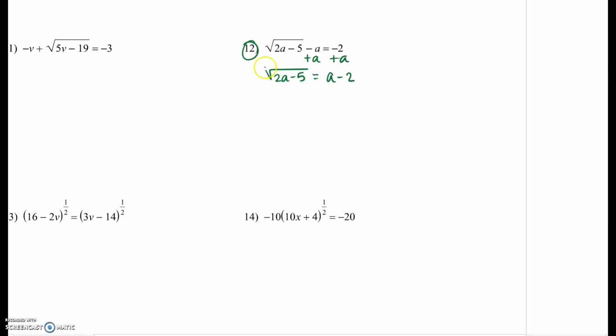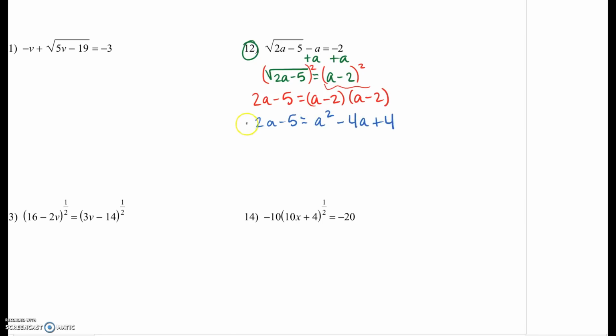In order to get rid of that square root, I'm going to square both sides of the equation. Because again, what I do to one side, I have to do to both sides. So I have 2a minus 5 equals a minus 2 times a minus 2. So I just expanded the a minus 2. And so I get 2a minus 5 equals a squared minus 4a plus 4.